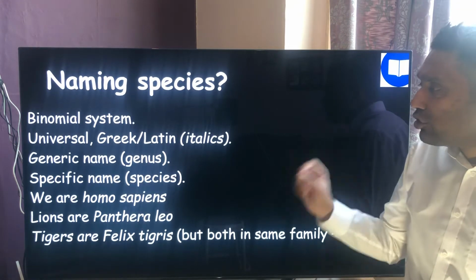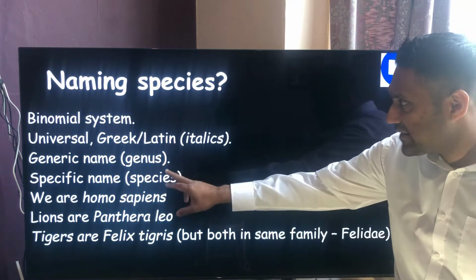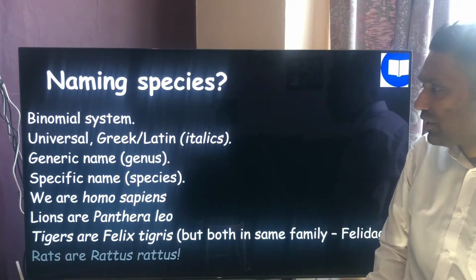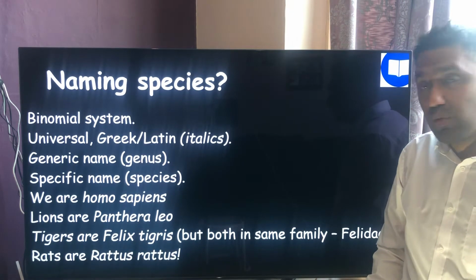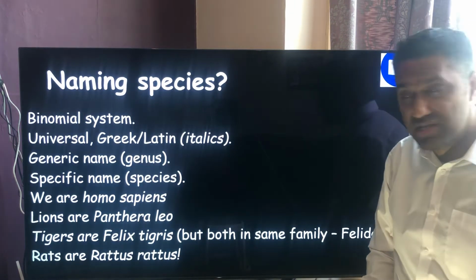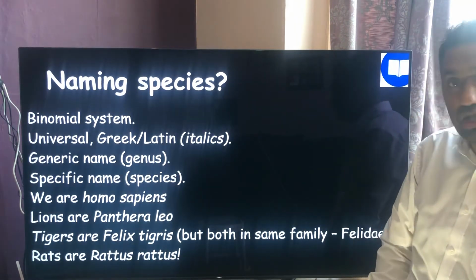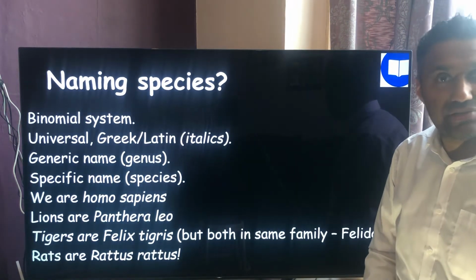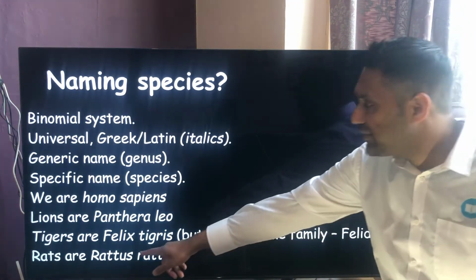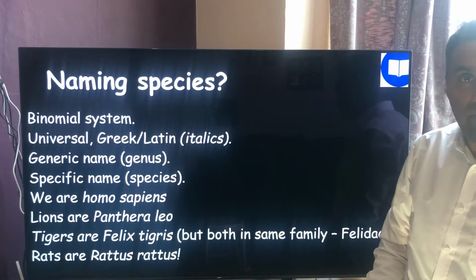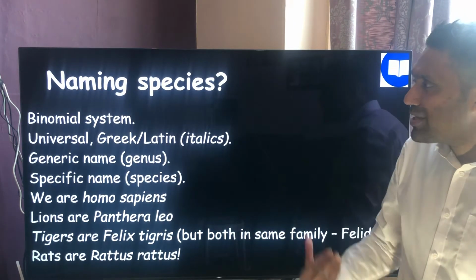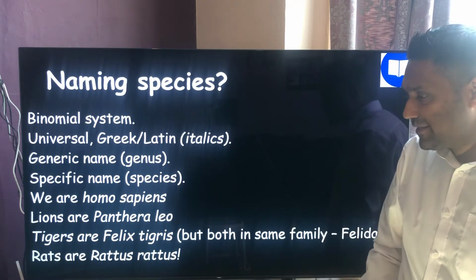However, they're not the same species, because this is their genus species name. They're not the same species, so they will produce infertile offspring. If you watch Ratatouille, the Disney cartoon with the rats, at the beginning you'll probably notice it's called Rattus rattus. That is the genus species name for the common rat. Okay, so that's how we name our species.